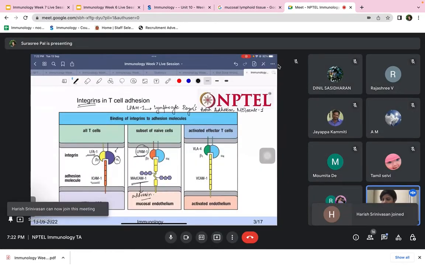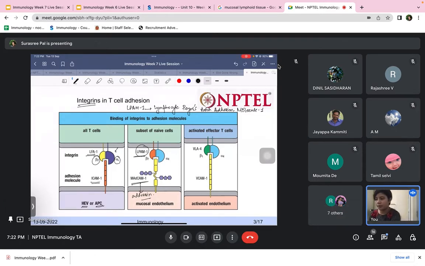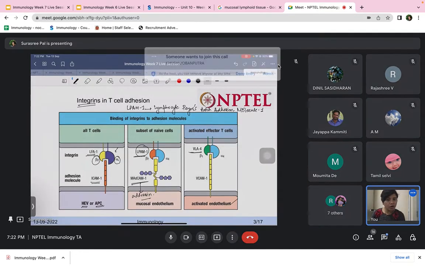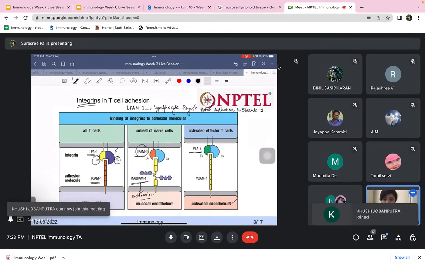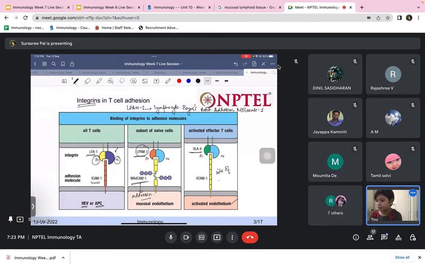Next, also in the effector T cells, the activated effector T cells, there is one molecule present which is VLA4. Okay, VLA4 is also an integrin. These three molecules are all integrins. Okay, LFA1, LPAM1, VLA4. VLA4 interacts with VCAM1 on the activated endothelium. Okay, and it is important for recruiting these effector T cells to the sites of action or the sites of infection. Okay, so this happens in the site of infection. The interaction of VLA4 to VCAM1.